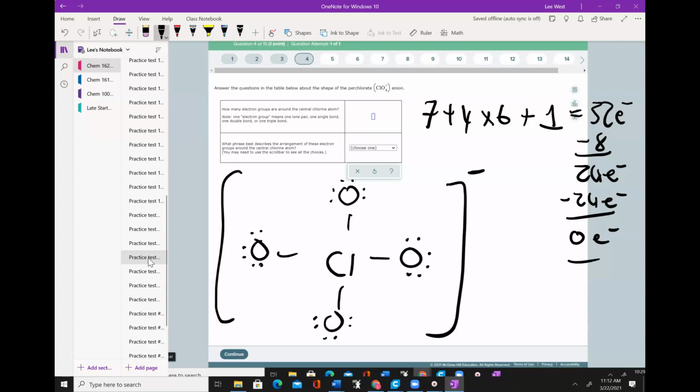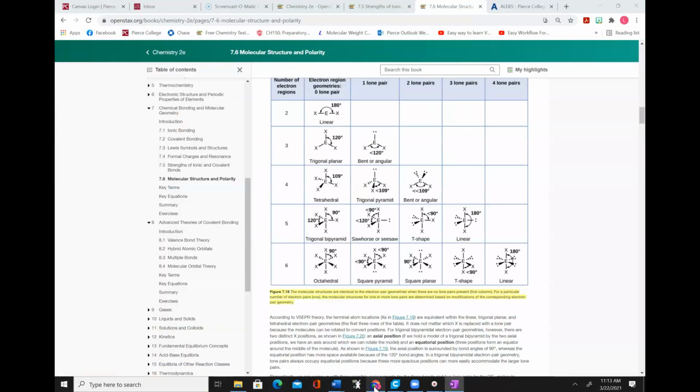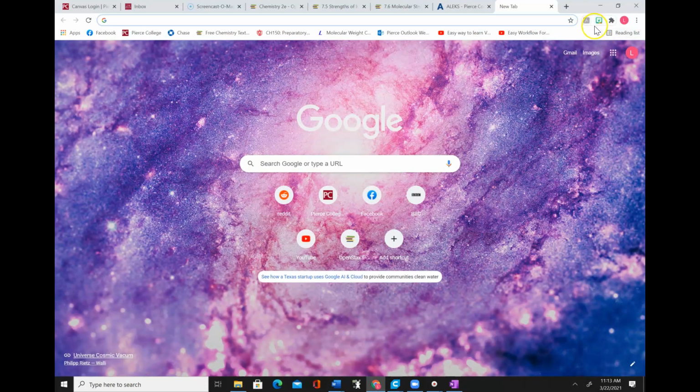So it says how many electron groups are around the central chlorine atom? There is 1, 2, 3, 4. Okay. And then it says, what phrase best describes the arrangement of these electron groups? Well, 4 electron groups is always tetrahedral. Okay. All right, so I'm just going to point something out to you at this point, and it's pretty simple.